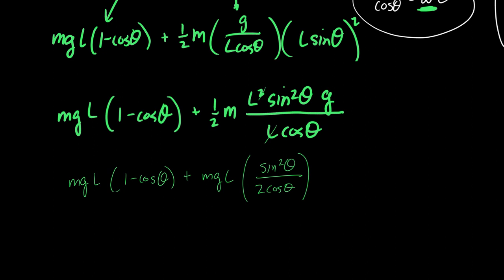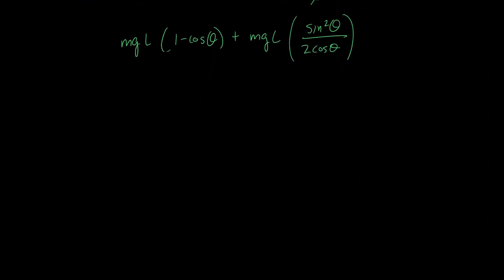Now, there's absolutely no reason for you to follow along with this if you don't want to. But you can factor out the MGL. And you get what? 1 minus cosine theta plus sine squared theta over 2 cosine theta. There's some stuff you can do with the math here to make this easier to read.